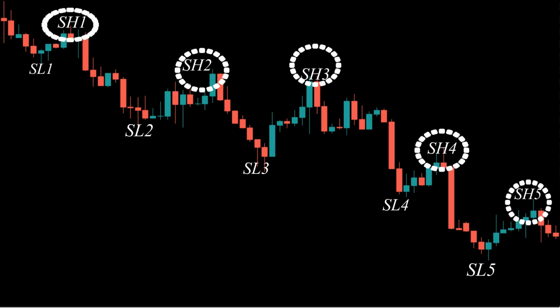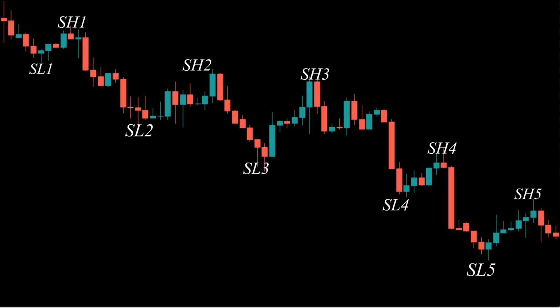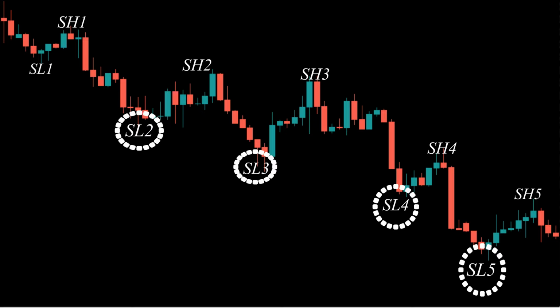So the same is the case when we talk about the swing lows. The recent swing low, swing low 5, is lower than the previous swing low, swing low 4, which is lower than swing low 3. Swing low 3 is lower than swing low 2. And finally, swing low 2 is lower than swing low 1.